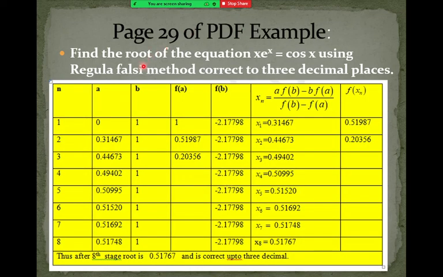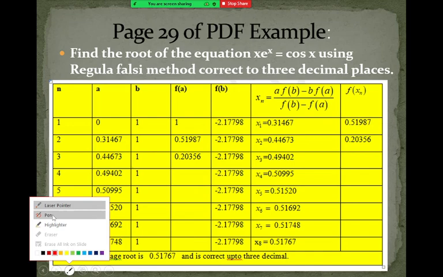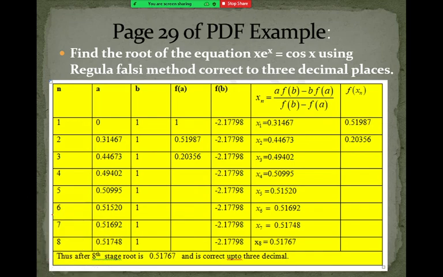So here is the solution now. Step number one. Let me write what f(x) is taken. You should start the solution with: let f(x) equal to x e raised to x minus cos x. Okay, x e raised to x minus cos x. So that is the f(x) we have taken.